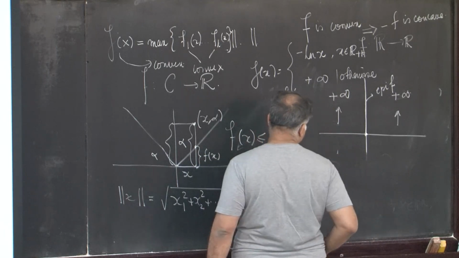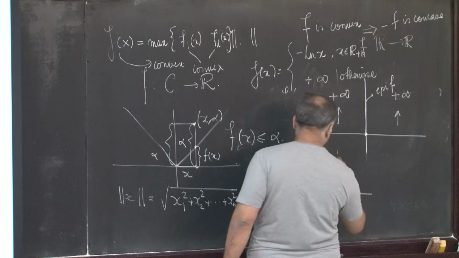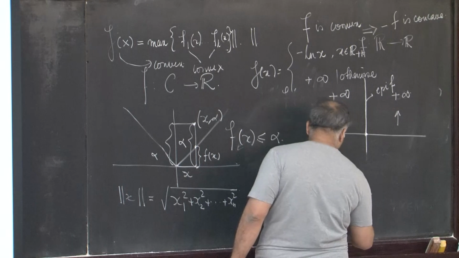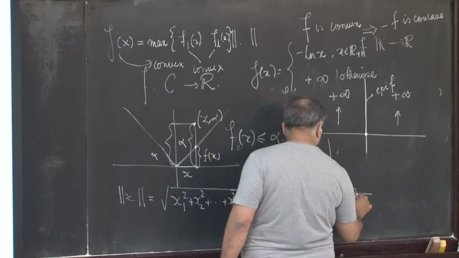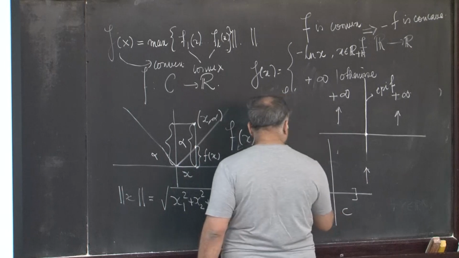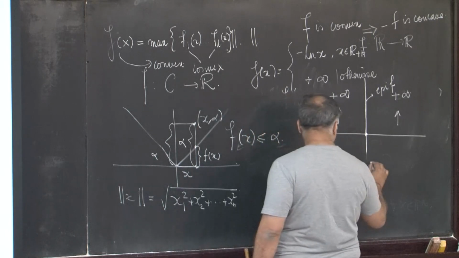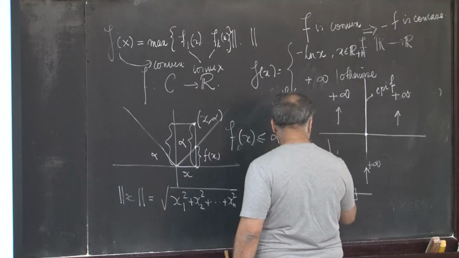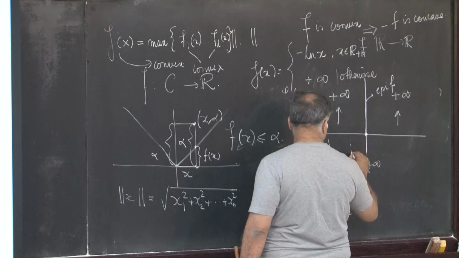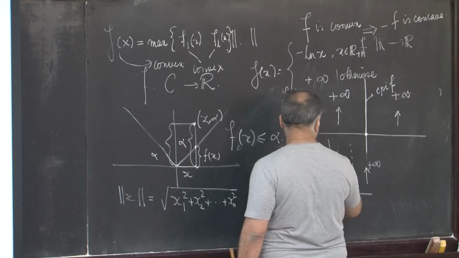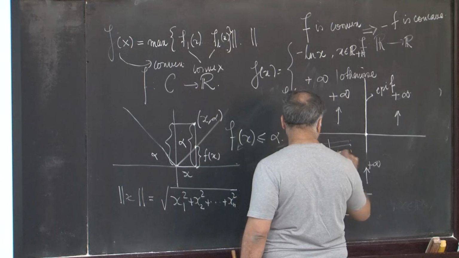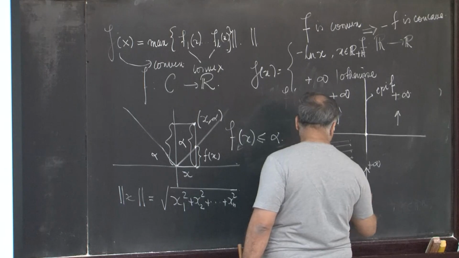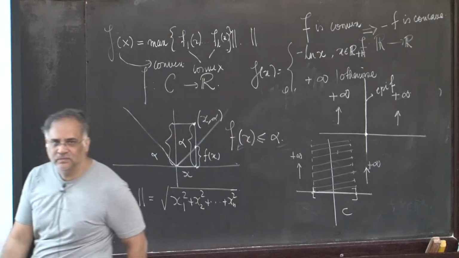In R, then it is better to understand it. So I have this is my C, for example. So then it means outside C it is always plus infinity, and inside C it is 0. So what is the epigraph of this? And this is a convex set.